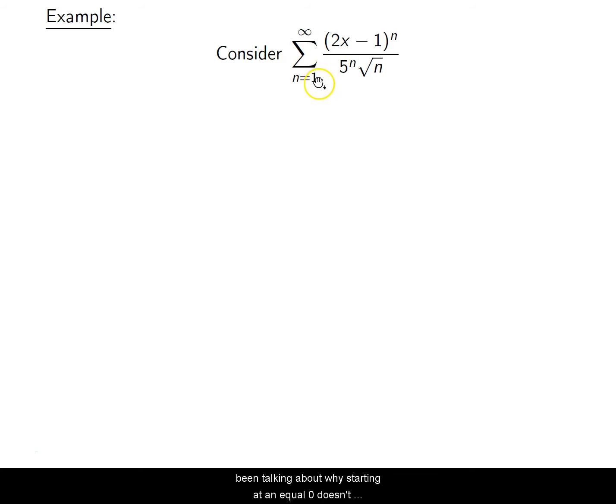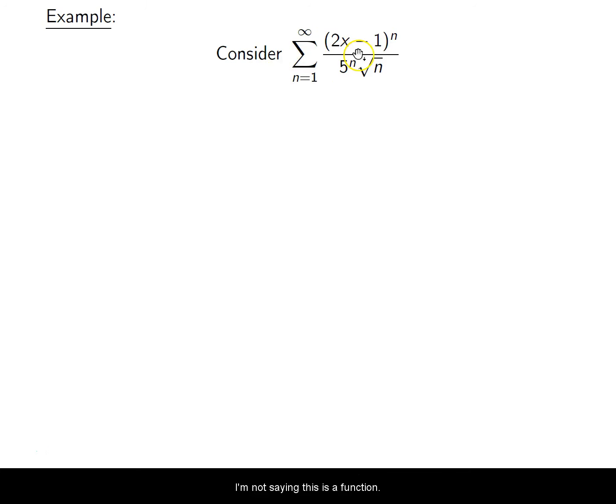Okay. Now, if you notice, this one starts at 1, and we've been talking about starting at n equals 0. It doesn't matter where I start. It just depends on how I define my series. Okay, so here it starts at 1, big whoop. I could be at 5, right? It doesn't really matter.